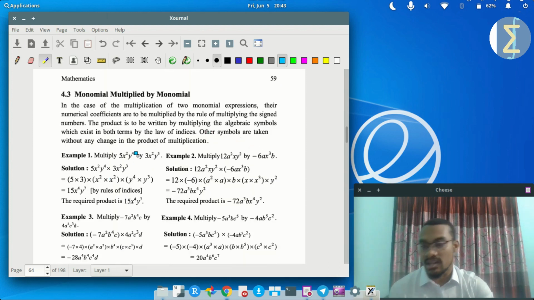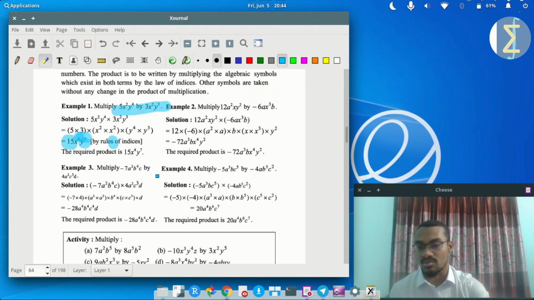Now an example: 5x square y to the power 4 multiplied by 3x square y cube. And you know the rule. At first you have to multiply the numbers, so 5 multiplied by 3 is 15, and then you have to multiply common variables. Here we have x square and here we have another x square, so we have x to the power 2 added with 2, so x to the power 4, and again y to the power 4 times y cube. When multiplied, we get y to the power 4 plus 3, that means 7. So that's how it is, and that is so simple.